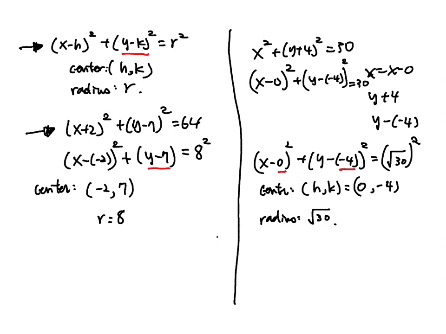So yes, there might be times you get a radius or a center that are not nice numbers. We're just going to deal with it. That's the best way I can put it: just deal with it. Now, let's move on to number 4.